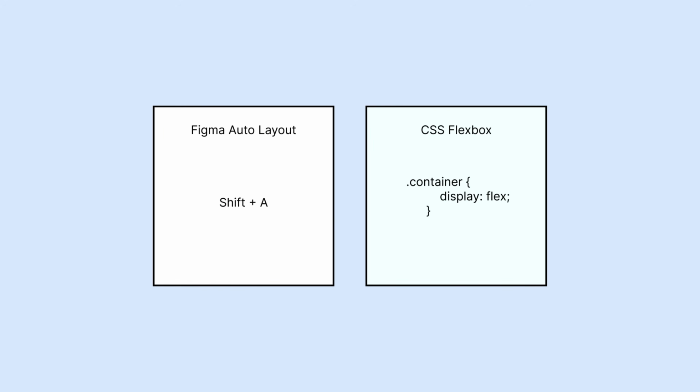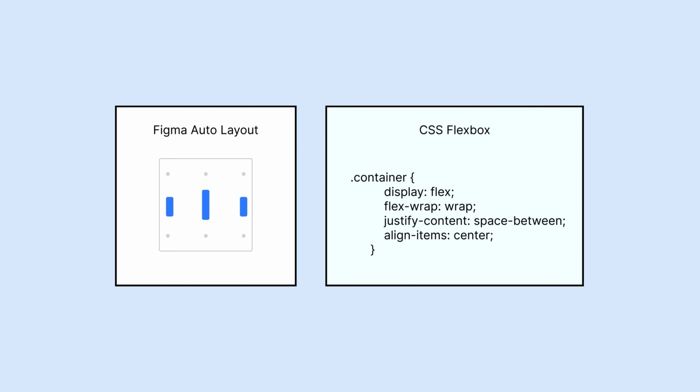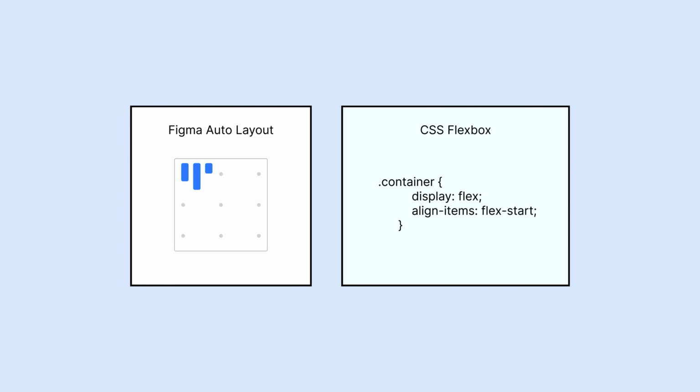Now, I will talk about the similarities between Auto Layout and CSS Flexbox. Auto Layout in Figma is very similar to CSS Flexbox. Both allow you to create flexible and responsive layouts by defining rules for how elements should be arranged and spaced. Just like Flexbox, Auto Layout lets you set the direction, alignment, and spacing between elements, making it easier to design for different screen sizes. When working with developers, understanding these similarities can be incredibly beneficial as it allows for smoother communication and implementation of design concepts.